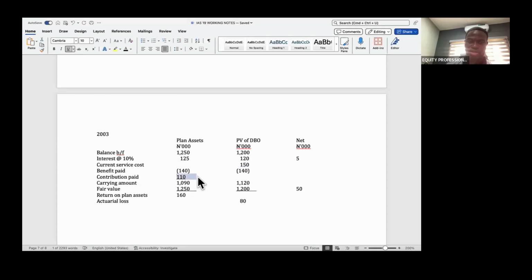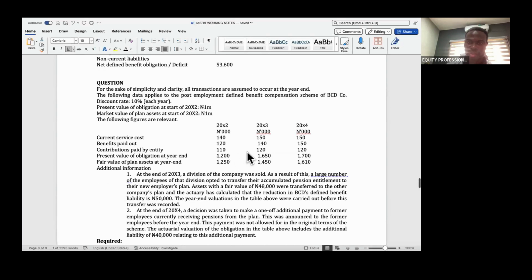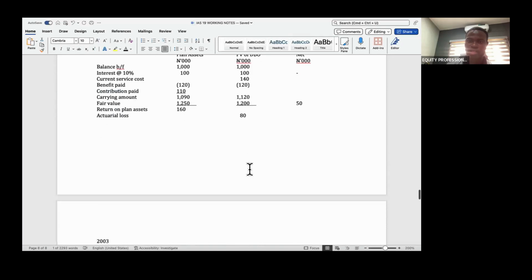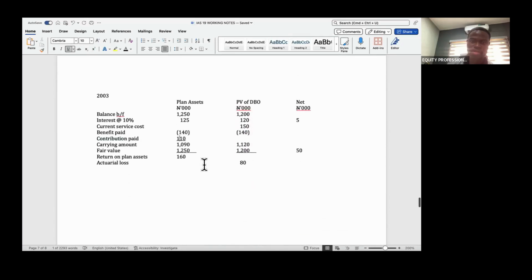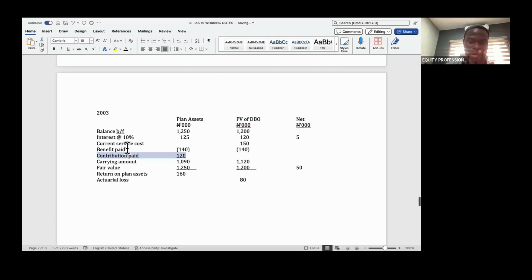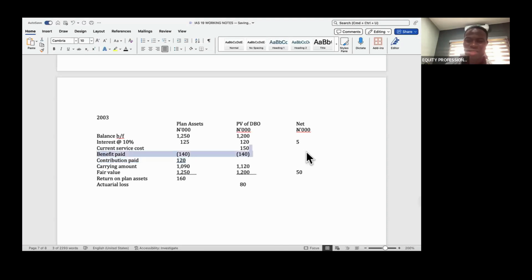And contribution, we already know that contribution is 120 in 2003. So similar to what we have done before, this should be added to the plan asset. Okay. And there's no need to put the net. It's only the interest that we need the net, because the standard says you put the net to P&L.